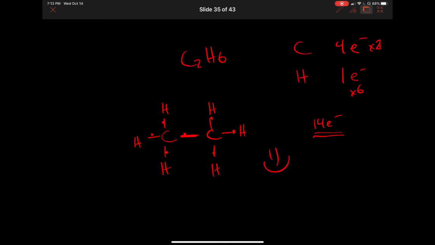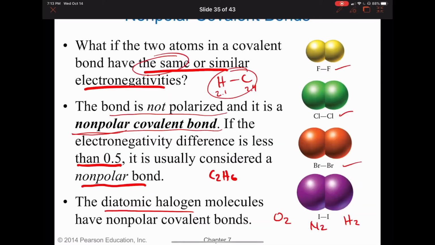So now notice this bond right here in the middle, this is between a carbon and a carbon. Because this bond is between two elements of the same identity, we would classify that as a nonpolar covalent bond. Anytime you have a bond between two elements that are the same identity, it's going to be nonpolar.